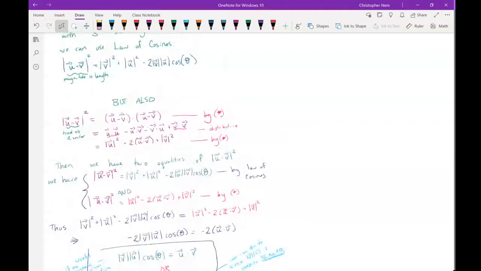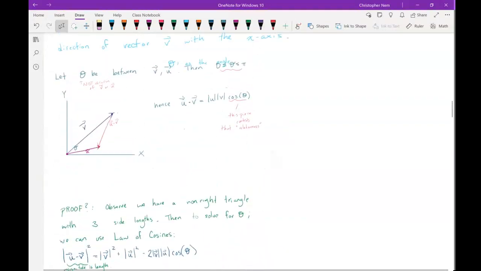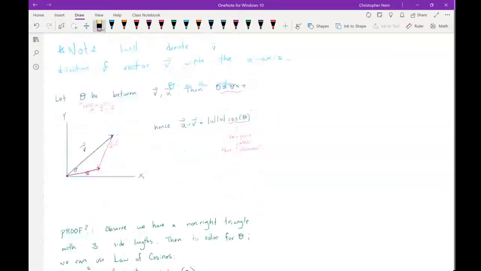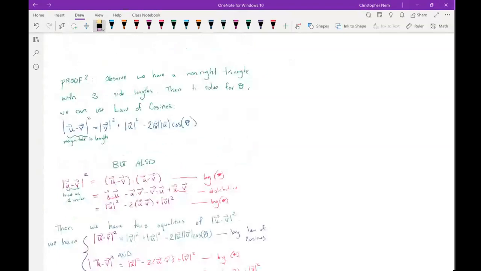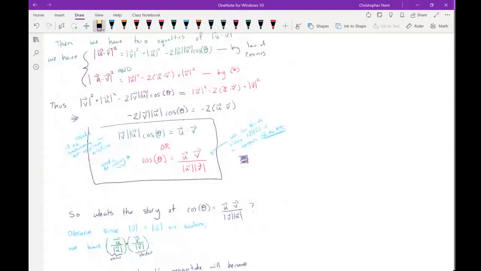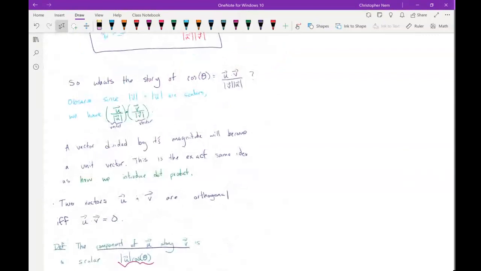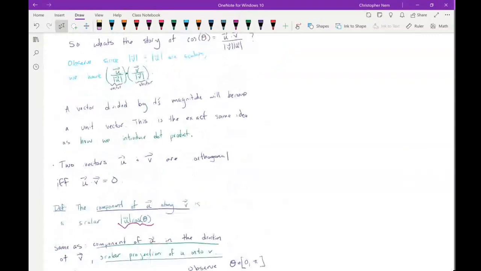If the vectors are different, then we have this cosine theta we need to deal with. So in particular, we have a formula for that. And then later on, we're going to be working with the component of u along v. The component of u along v.